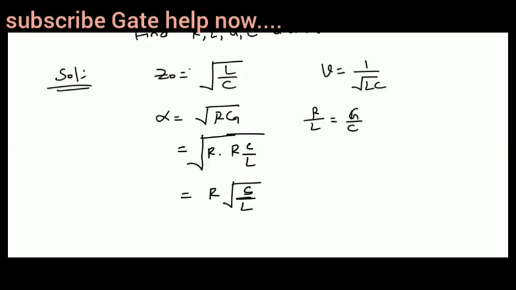We know that Z naught is under root L by C. So under root C by L is 1 by Z naught. So from this expression I can get the value of R. R is alpha into Z naught. So therefore R will be 1.2 ohm per meter. In this way we have got the value of R.